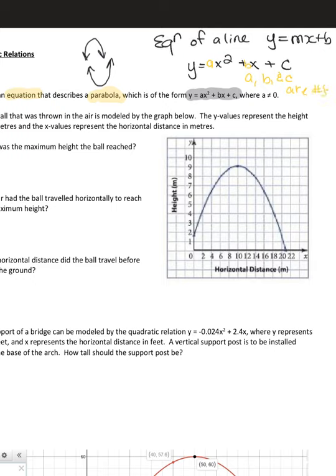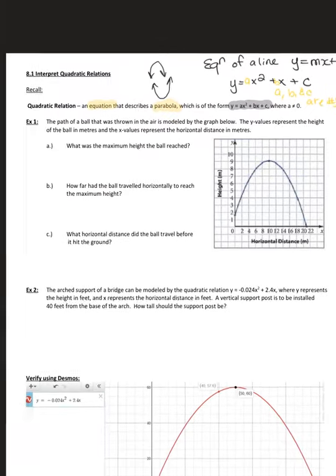But in the actual equations, you're going to see a number followed by x squared plus a number followed by x plus a number, okay? So let's actually look at that. Let's look at this example.